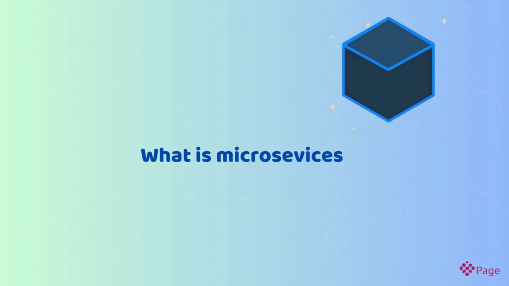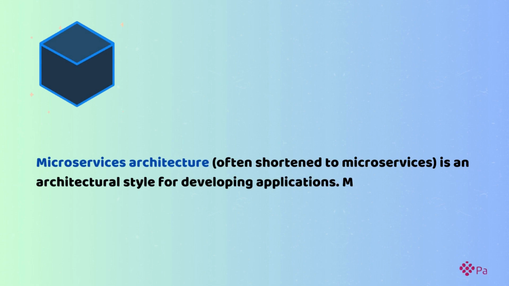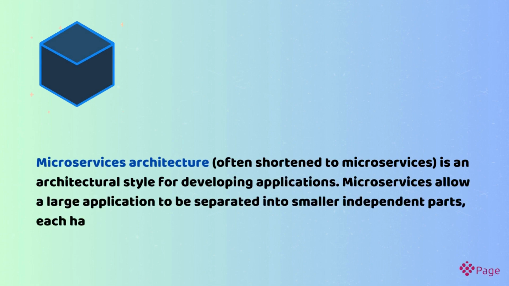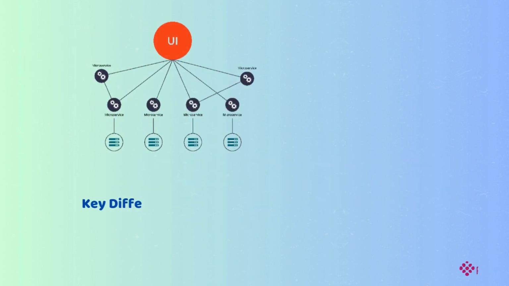What is microservices? Microservices architecture, often shortened to microservices, is an architectural style for developing applications. Microservices allow a large application to be separated into smaller independent parts, each having its realm of responsibility. Key differences between microservice versus monolithic.